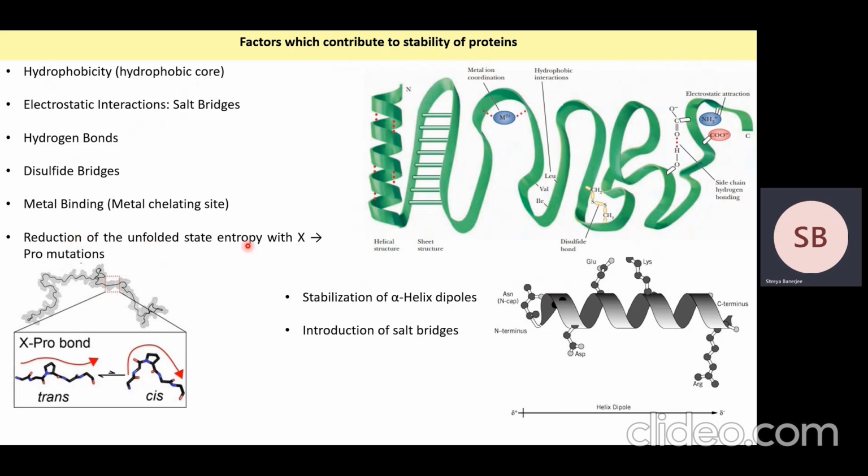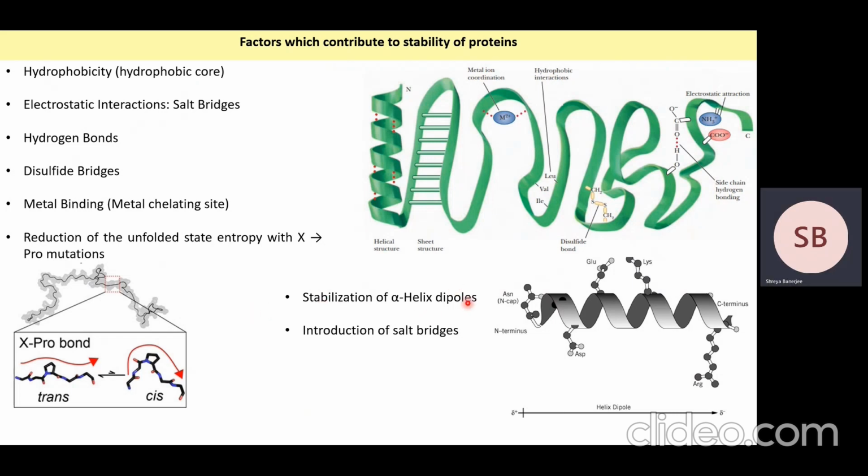Another way is the reduction of the unfolded state entropy with X to pro mutations. So basically, the unfolded state has a large entropy and the folded state has lesser entropy. So that is one factor that can bias the protein to go from folded to unfolded. But if we incorporate a proline mutation in the unfolded state, then the entropy of the unfolded state will reduce, because proline is a cyclic amino acid and it is not free to rotate. So if the entropy of the unfolded state is reduced, then folding becomes easier, and it also contributes to the tendency of the protein to go from unfolded to folded state.